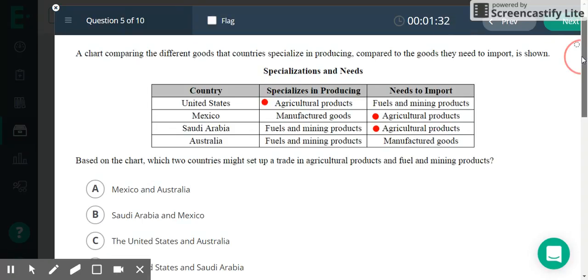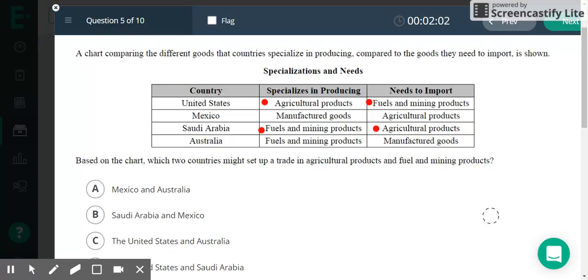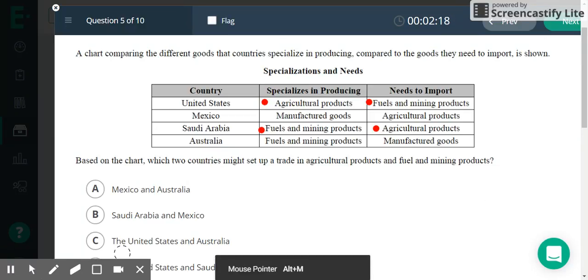Then we want to look up and see the other type of product, which would be fuel and mining. Well, only two of those countries that have agriculture have fuel and mining, and that would be the United States and Saudi Arabia. So as you can see with this one, they make perfect sense because the United States specializes in agriculture, Saudi Arabia specializes in fuel, and then they both need to import the other thing. So what one country has, the other one needs, and so therefore United States, Saudi Arabia are the ideal trade partners here.